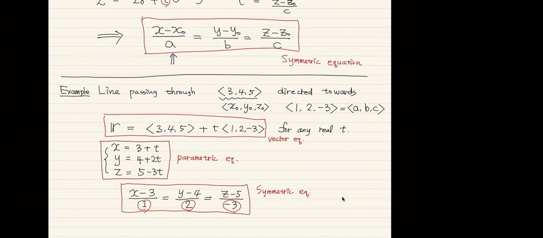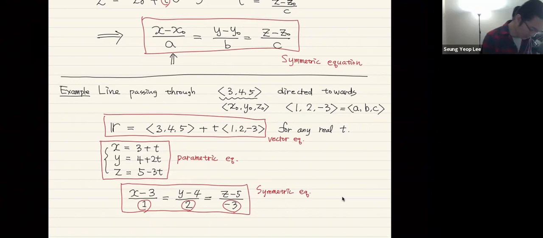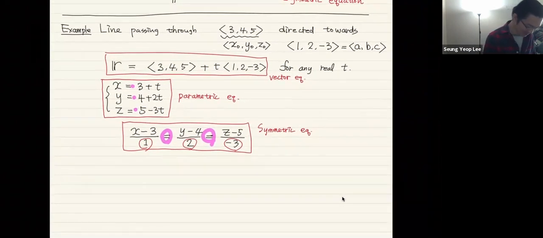Okay, thank you. The symmetric equation, we have 2 equal signs, right? There are 2 equal signs here and here, which means that's 2 equations. Symmetric equation consists of 2 equations, while the parametric equation consists of 3 equations. It's 1 equation in vector form, but that's deceiving because a vector has 3 components, so it's actually 3 equations.